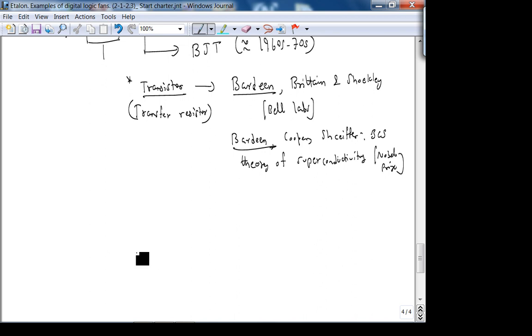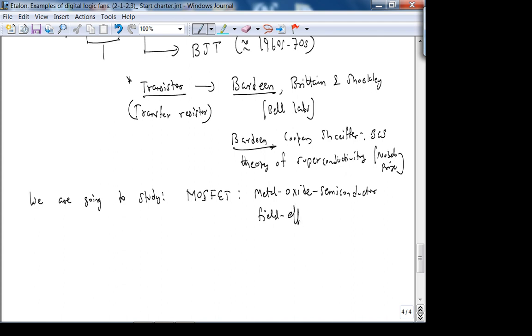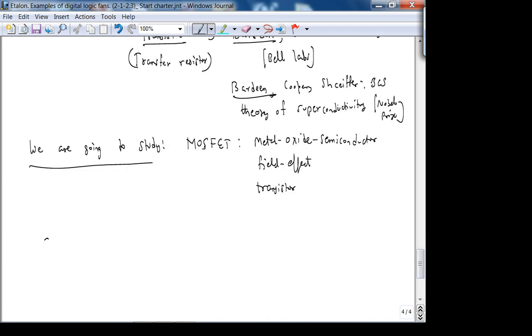What we are going to study is what is called a MOSFET. This stands for metal oxide semiconductor field effect transistor. The reason I've written it like this is that each of these words has a meaning. You will understand that by looking at the properties of a transistor.